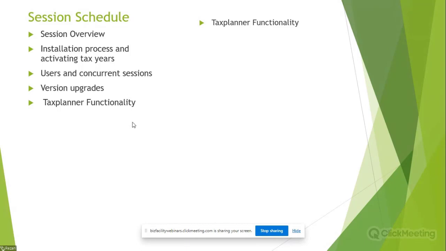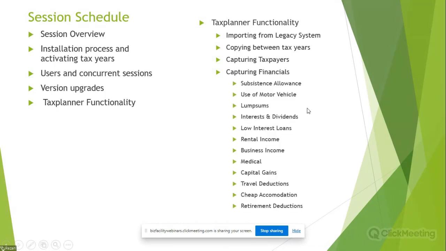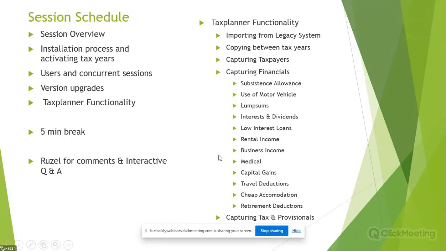So those three items essentially cover the more technical aspects of getting Tax Planner running on your system. Thereafter we'll jump straight into Tax Planner functionality, covering importing from our legacy system, copying data between tax years, capturing taxpayers, and then capturing financials with all those subheadings below them. And then moving into capturing tax and provisionals, and then finally using the SARS interface. Then I think we'll take a short break, and then we'll cross back over to Rizal for any closing comments and move into the Q&A, after which we'll then close.